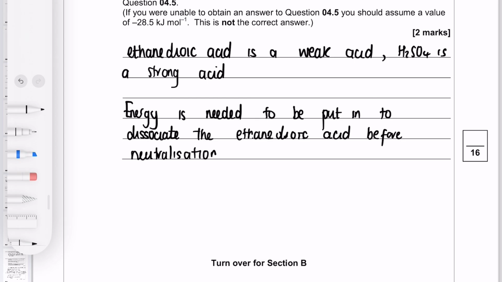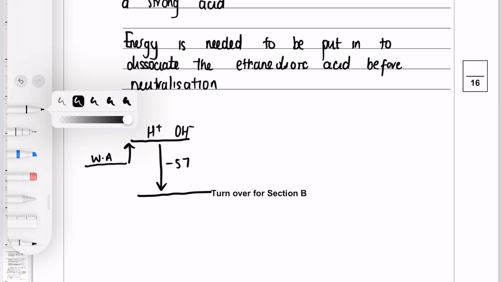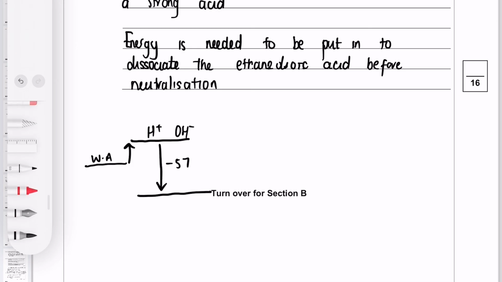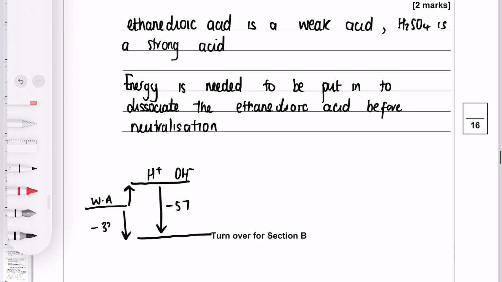So the strong acid is already fully ionized, so the value to go from my H plus and my OH minus down, because it was already fully dissociated, is just the minus 57 it says for sulfuric acid. But here I've got my weak acid and I need to put energy in to break up my weak acid and dissociate it before it can come down. The result of that is that we haven't actually got as much energy released. It was only our minus 33.6. So we didn't quite get as much energy released because we had to put energy in first.